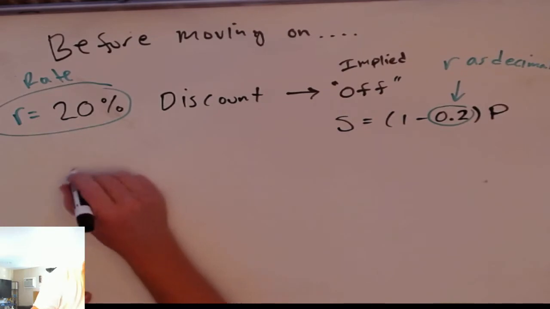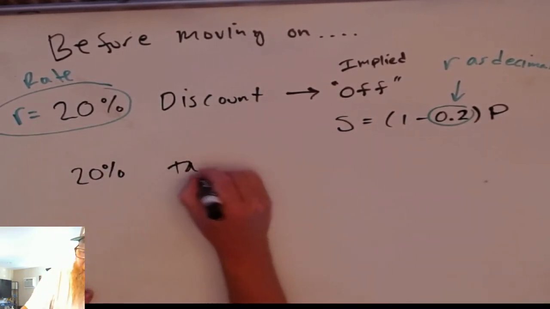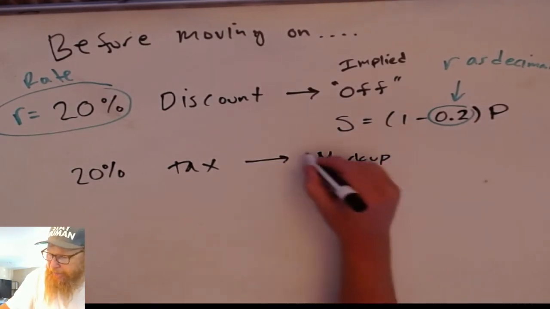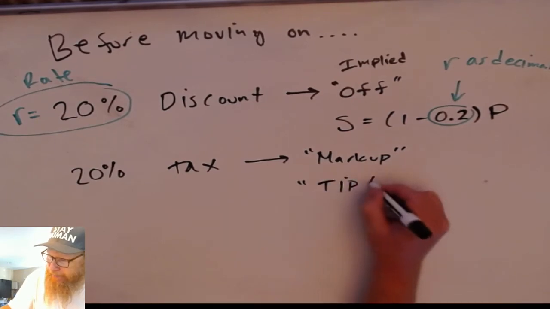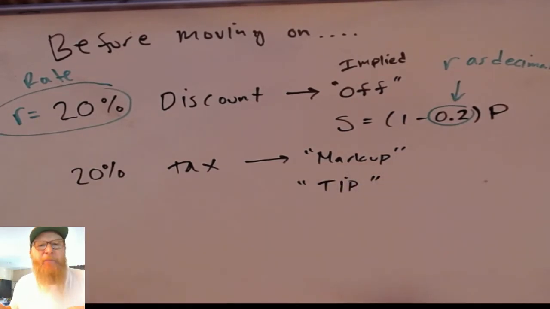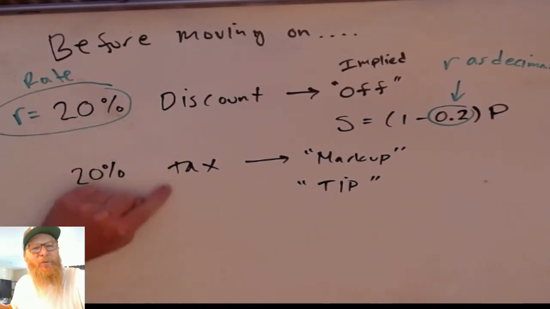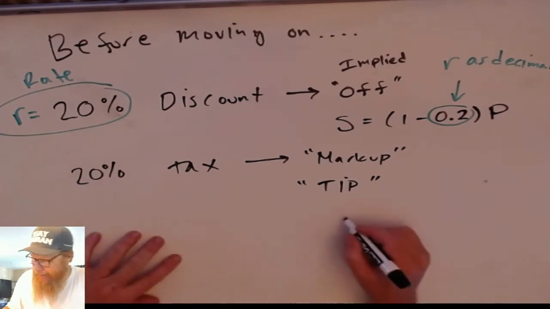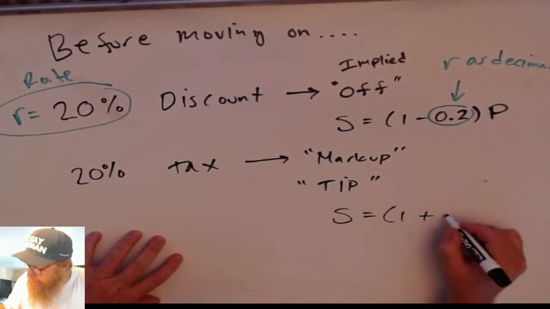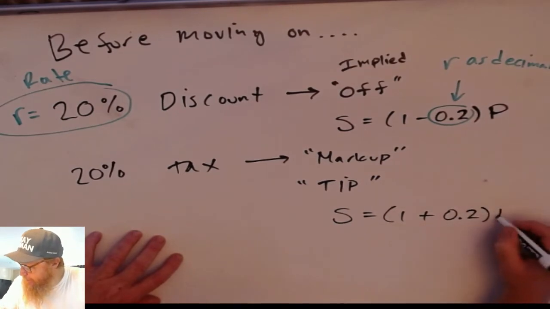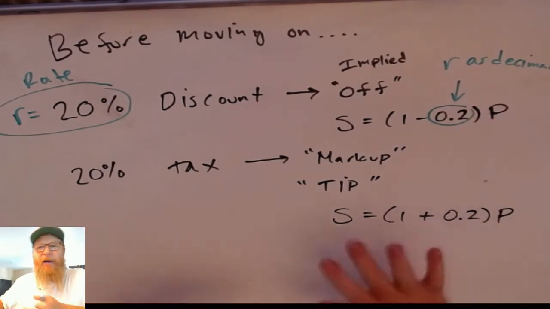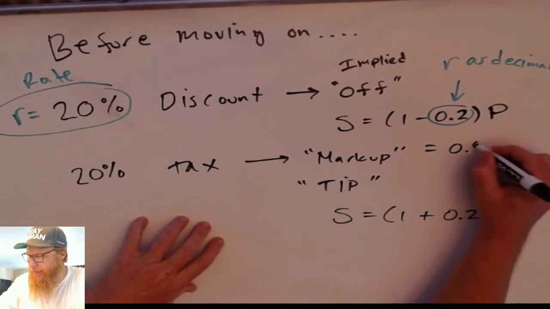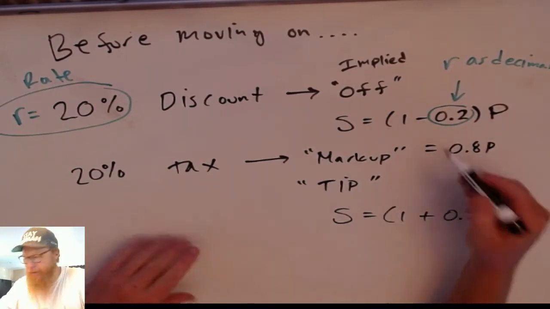If I say 20% tax, that's the same as a markup or a tip. They mean exactly the same thing. So you really only need to memorize discounts and taxes. The formula would be S equals 1 plus 20% times P. I'm not going to solve these, but to give you the idea, this one turns into 80% when you go to solve it.